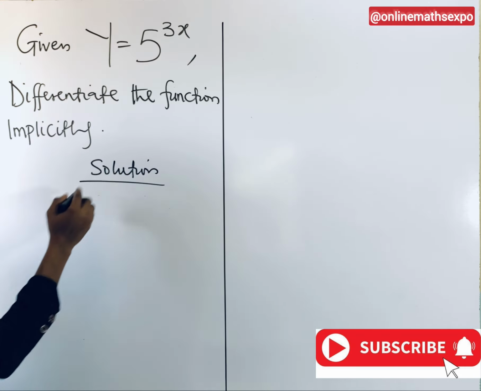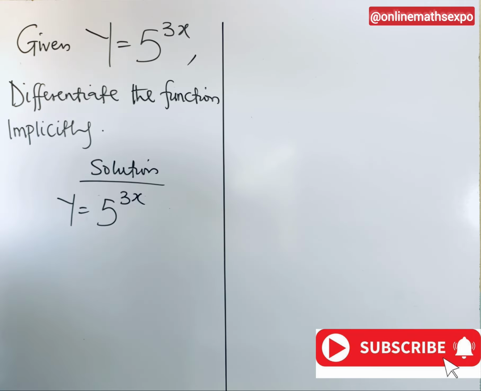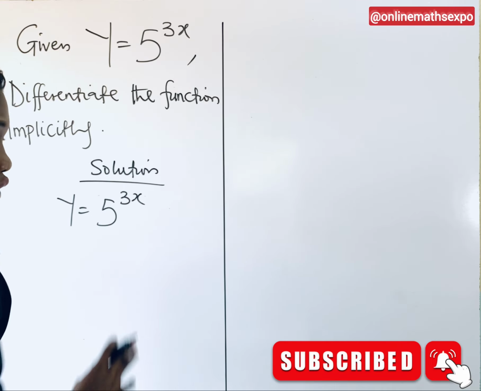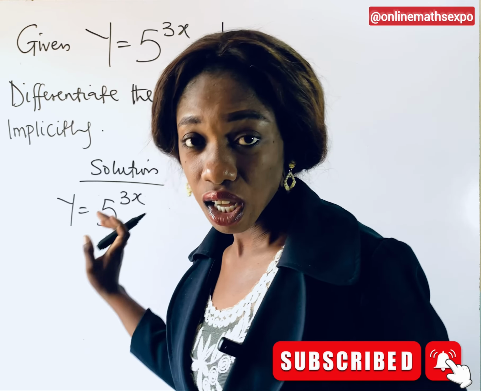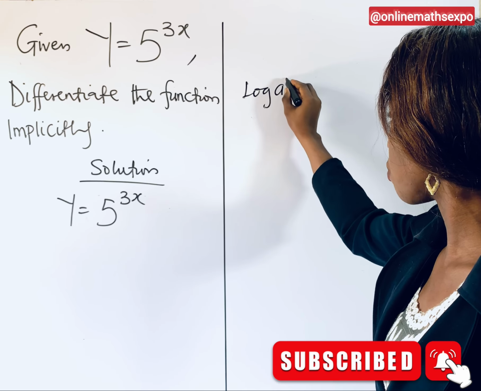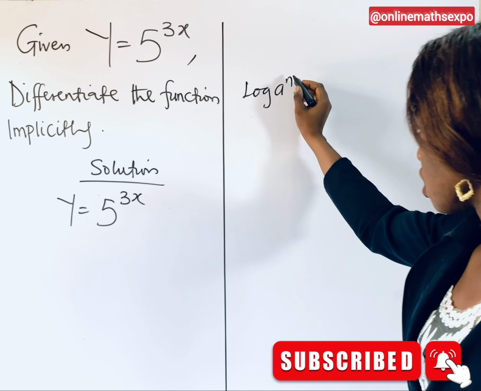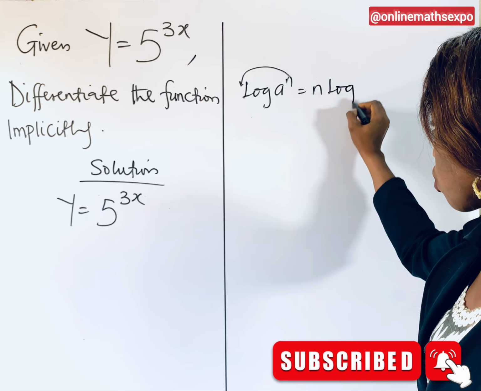Now, this is what we have. We have y is equal to 5 to the power of 3x. Remember, it's exponential. So what you need to do is to take off this exponent, this power. Remember your rule of log, which says that when you have log a to the power of n, it is the same as using the power to multiply, so to give you n log a.